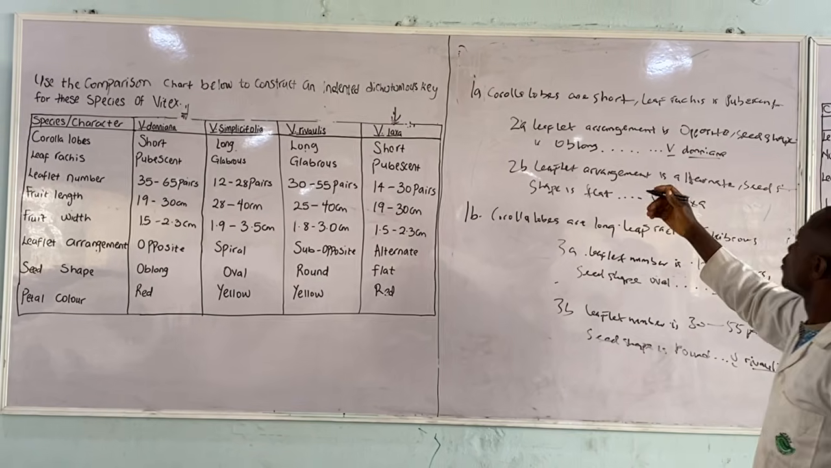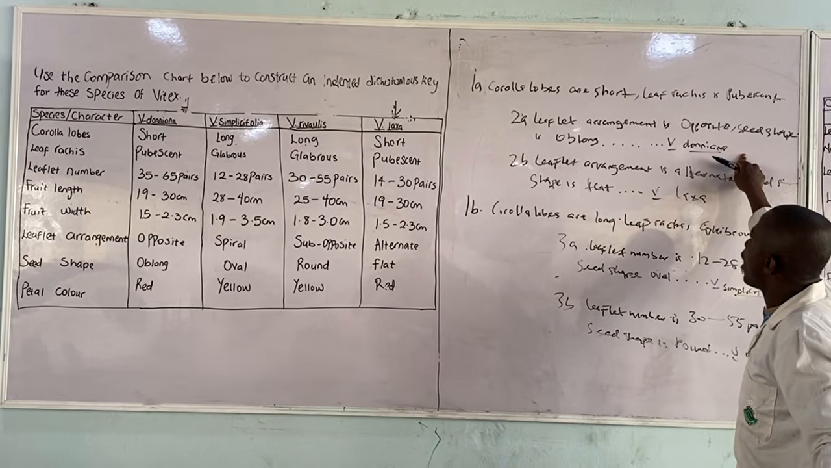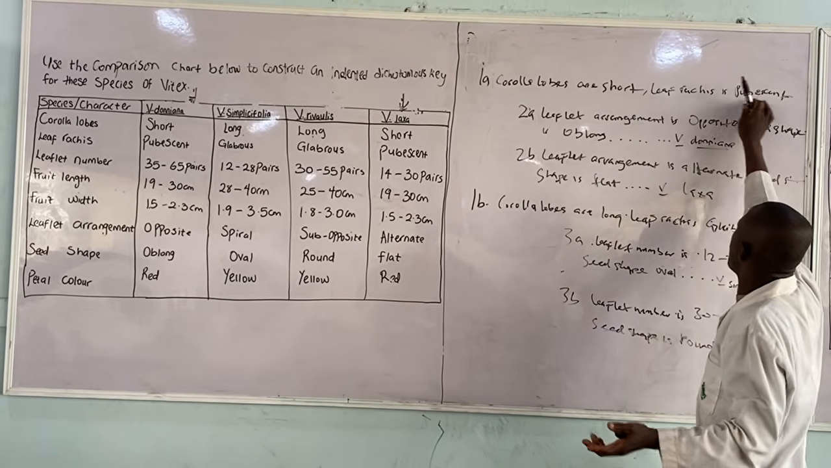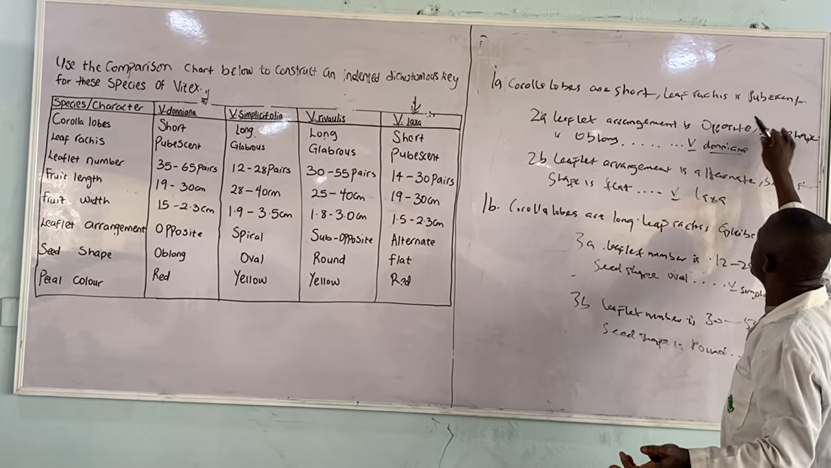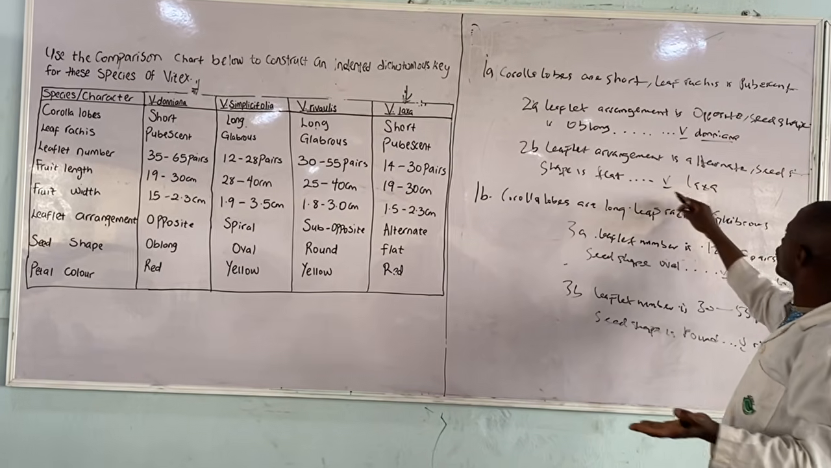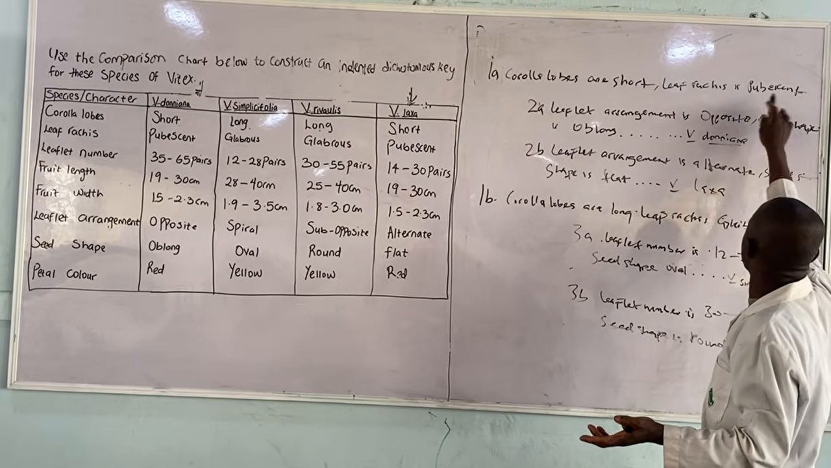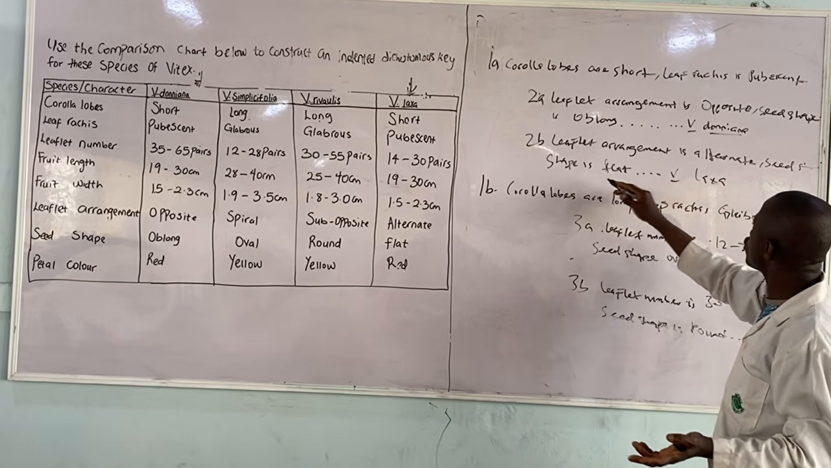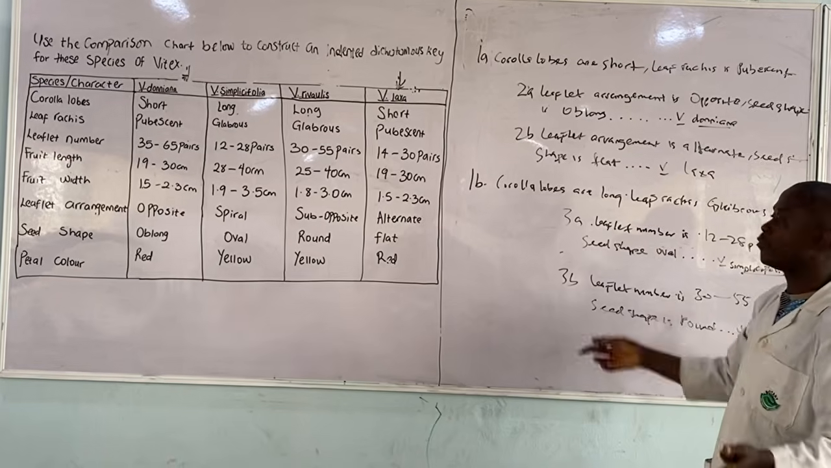For example, we want to talk about V. domiana now. I will say what are its characters? Corolla lobes are short, leaf branches are pubescent, leaflet arrangement is opposite, seed shape is oblong, and those are the characters of V. domiana. V. laxa now. Corolla lobes are short, leaf branches are pubescent, leaflet arrangement is alternate, seed shape is flat, and that's V. laxa. We need to differentiate them into distinct individuals now.